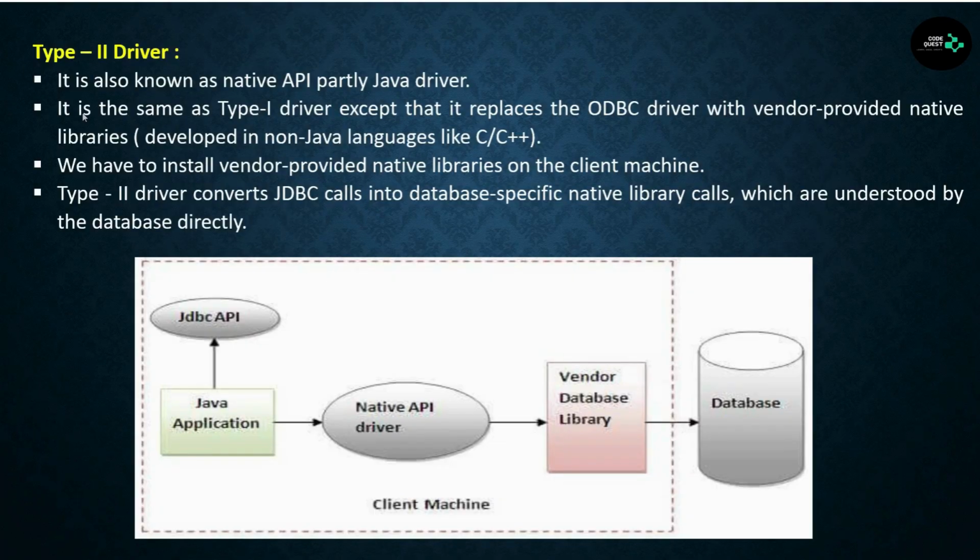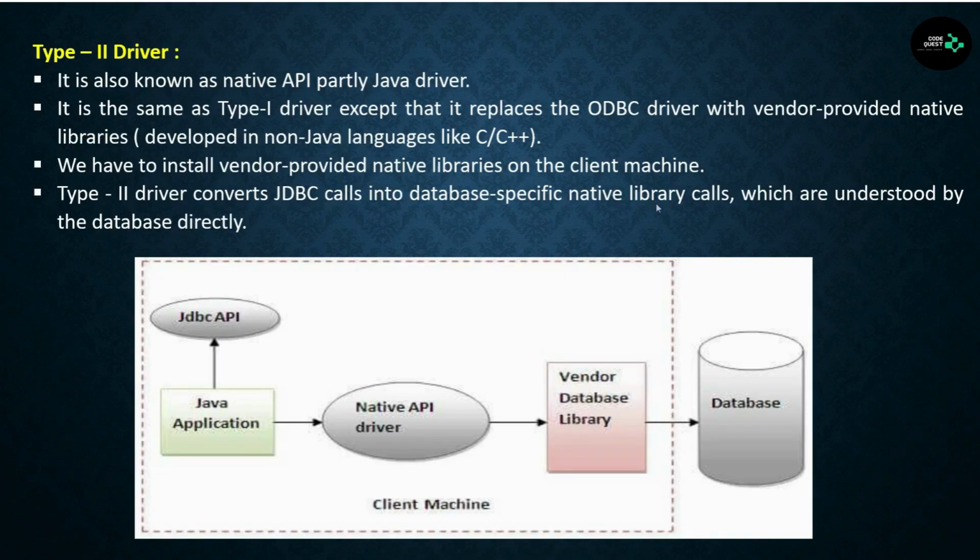So the second driver is your type 2 driver, which is also called the API partly Java driver. Whenever we are writing a Java application and we make some JDBC calls, we have this native API driver or type 2 driver, which will convert these JDBC calls into database specific native library calls.